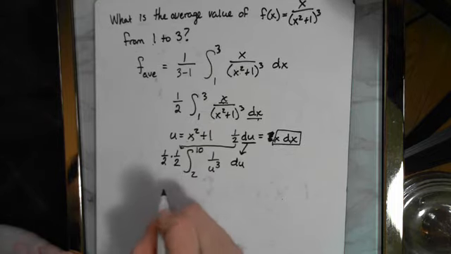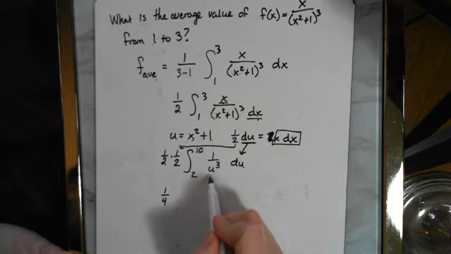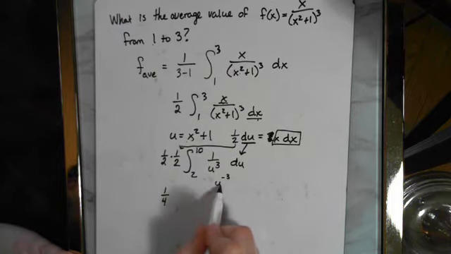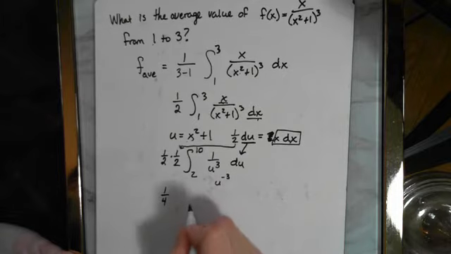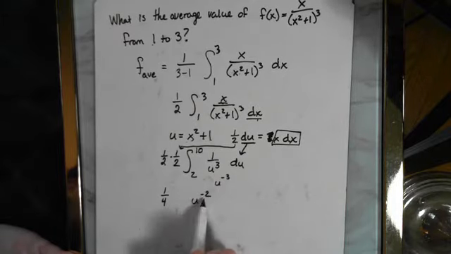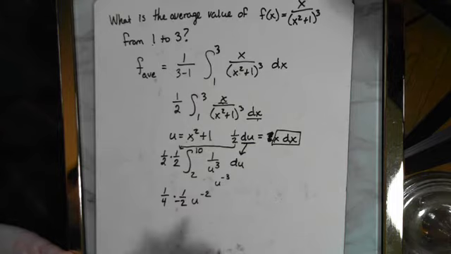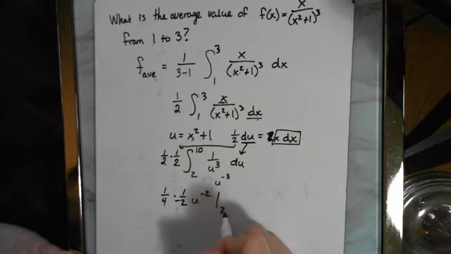Okay, 1/2 times 1/2 is 1/4. Now this 1 over u cubed is u to the negative 3. So this integral, I'm going to go up by 1 on my power, so it's u to the negative 2. And then I'm going to divide by that power, so it's times negative 1/2. And I'm going to evaluate this from 2 to 10.